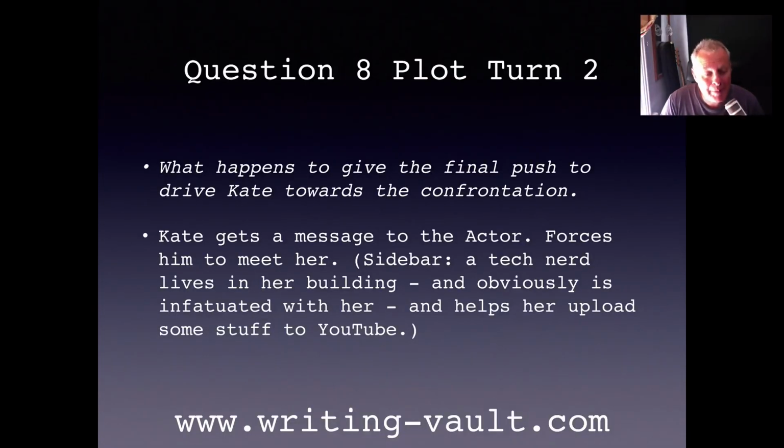Now, while I've been recording this, my brain's been whirring away in the background as well. And the other thing that I could do for plot turn 2 is, rather than Kate get a message to the actor, he could contact her, because she still has the same phone from being an escort. So we could see her getting a call on one of 3 or 4 different phones, which again tells us something about her as a character.